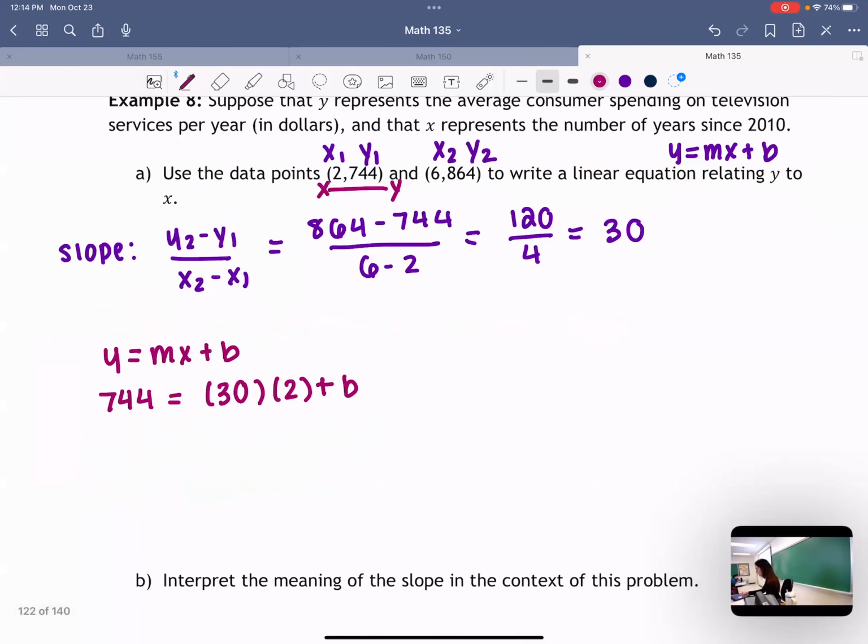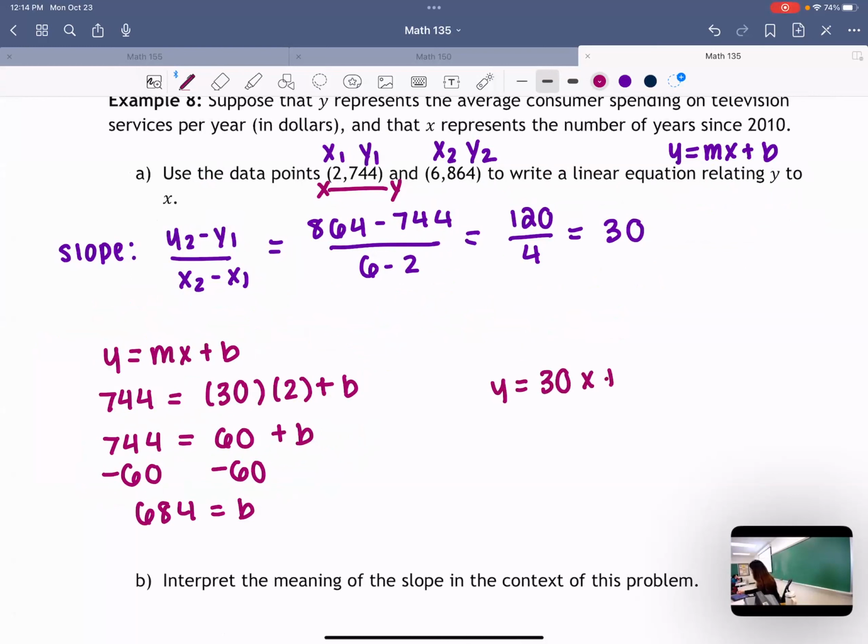Okay, so we can go ahead and solve, right? 30 times 2 is 60 plus b, and we can subtract 60 on both sides to get 684 as my b value. And then finally, putting this all together, y would be equal to 30x plus 684. All right. Any questions on part A? Pretty good. I think we all did this on our test, so we're all good on this.